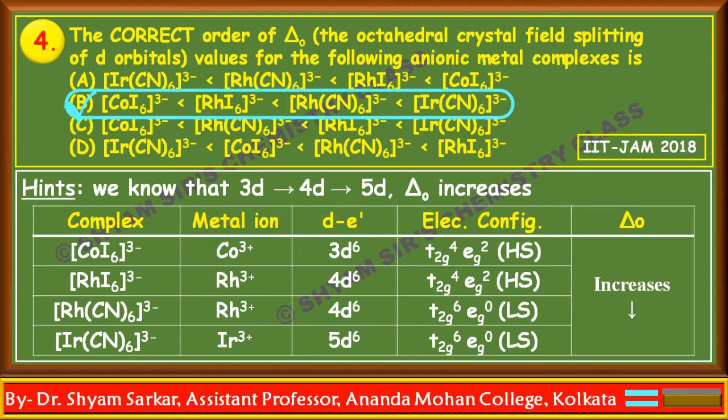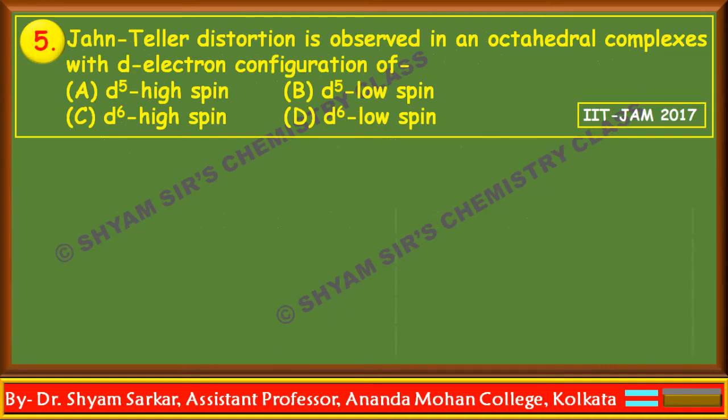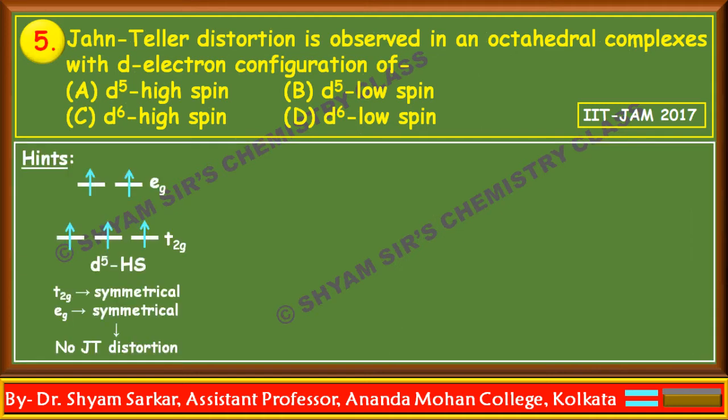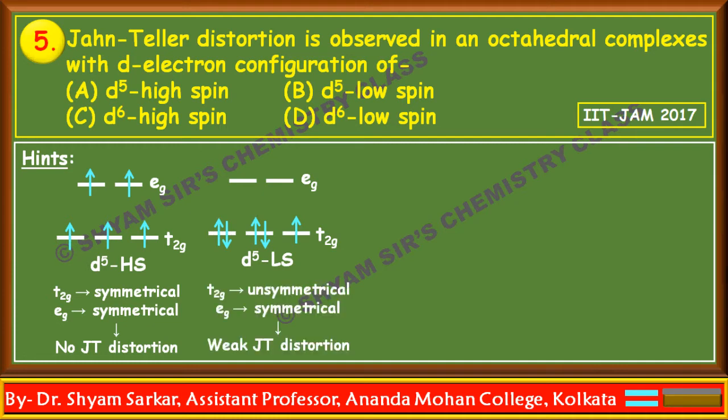Next question, see, Jahn-Teller distortion is observed in octahedral complexes with d electronic configuration of. See, there are 4 options given. So if you arrange the electronic configuration of these 4, and if you see the electronic distribution one by one, for d5 high spin, see here t2g is symmetrical and eg also symmetrical, so no Jahn-Teller distortion will be observed in this case. If you see the next option, that is d5 low spin, here you can see t2g unsymmetrical but eg symmetrical, so there will be weak Jahn-Teller distortion in this case.